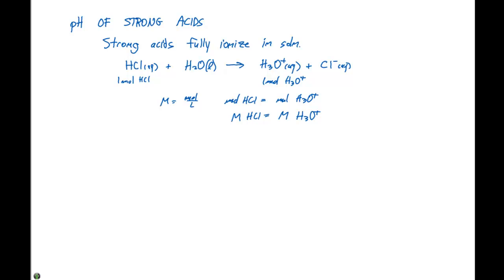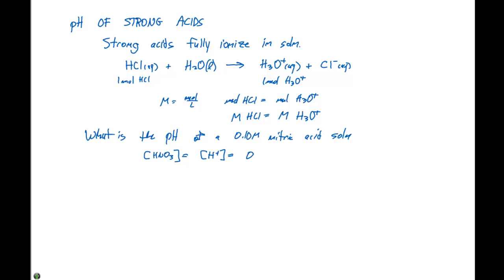Okay? So if we were asked what is the pH of a 0.10 molar nitric acid solution, we know that since nitric acid is a strong acid, the concentration of HNO3 is going to equal the concentration of H+, which is going to equal 0.10 molar. Our pH, remember, is equal to the negative log of the H+ concentration, which is going to equal the negative log of 0.10 molar. This is going to give us a pH equal to 1.